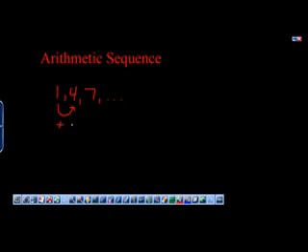So in this case, to get to 4, we take our first term and add 3. From 4 to get to 7, we again add 3. And our next term, when adding 3, will be 10.